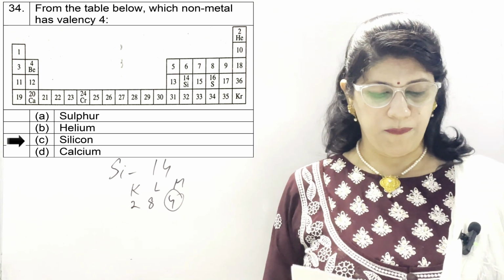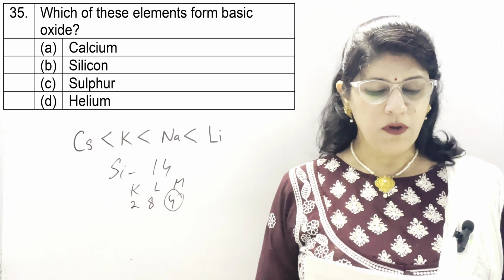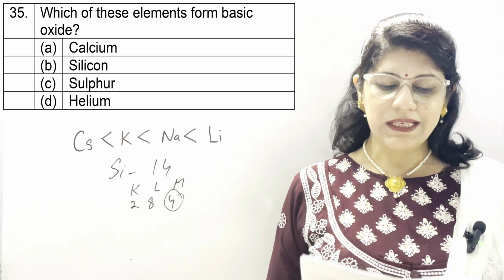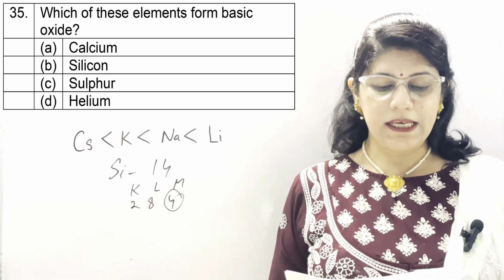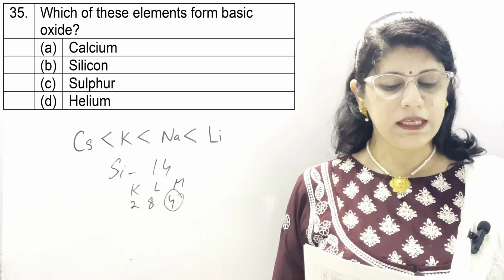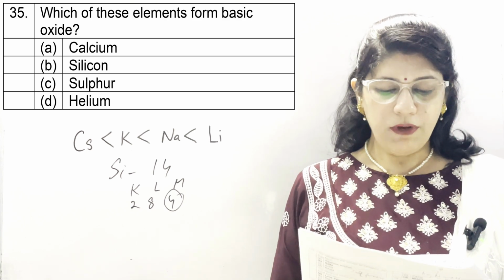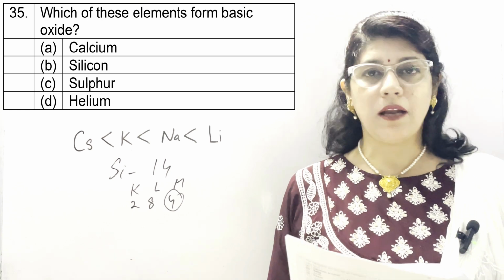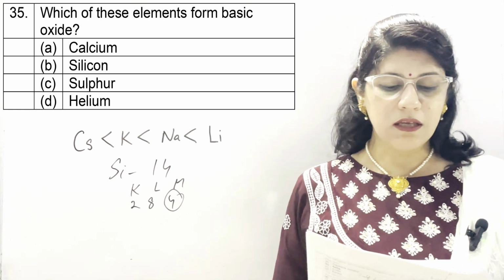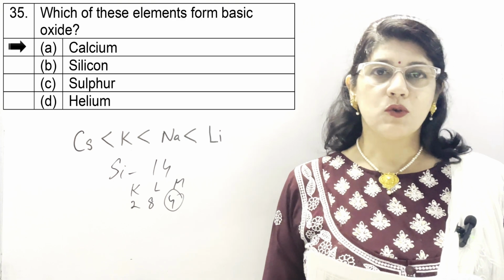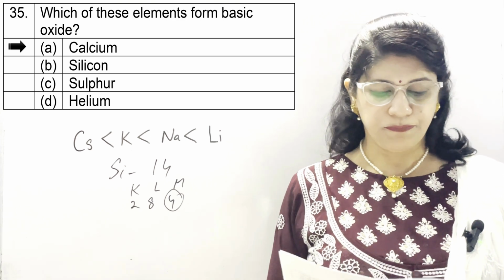Correct option is C. In question number 35, which of these elements form basic oxide? Option A is calcium, then silicon, then sulfur and then helium. We know that oxides of metals are basic in nature, and the metal given in these options is calcium. So A, calcium, is the correct option.